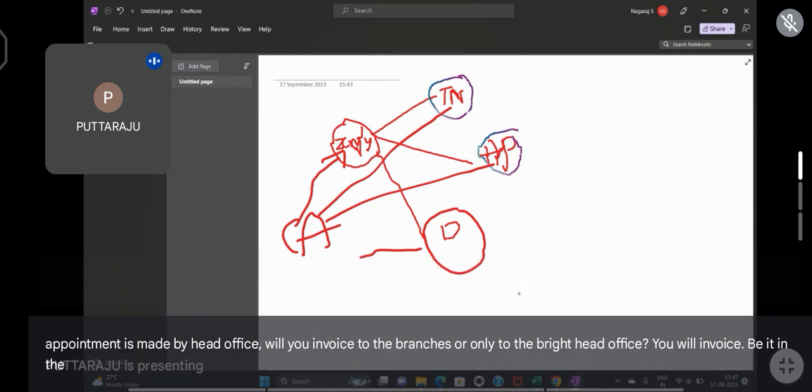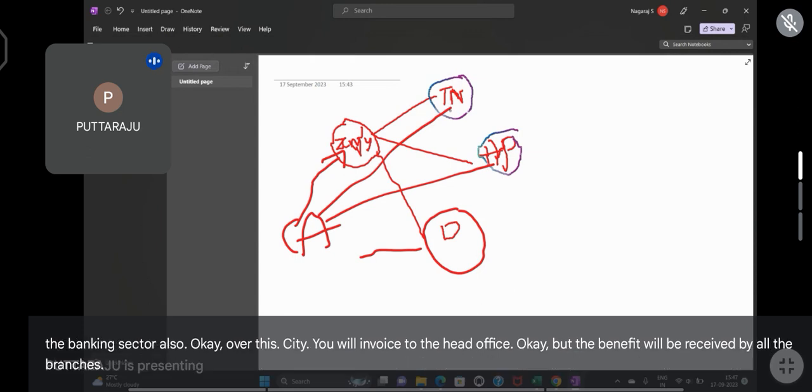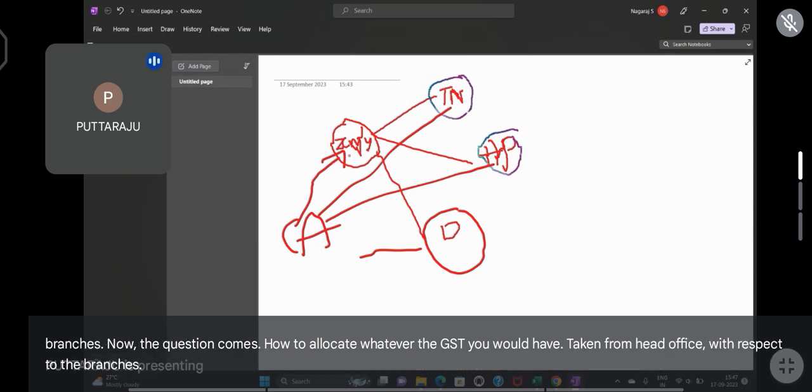Be it in the banking sector also, all over, the head office. You will invoice to the head office. But the benefit will be received by all the branches. Now the question comes, how to allocate whatever GST you would have taken from head office with respect to the branches. How to allocate by head office to the branches.